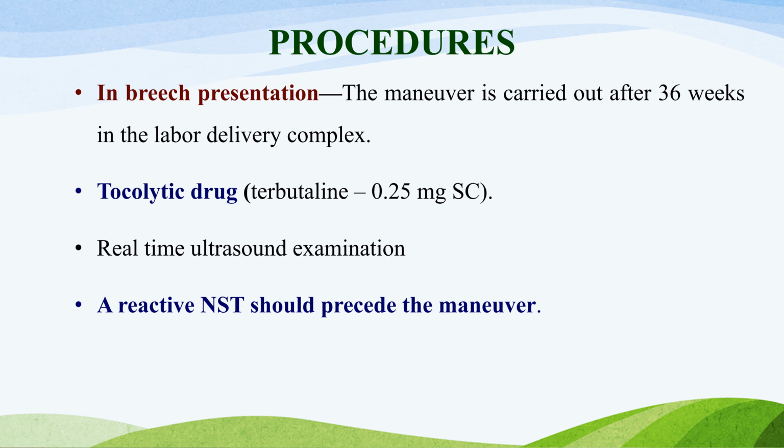And tocolytic drugs should be used, that is terbutaline 0.25 mg subcutaneous, to inhibit the contraction of the myometrium, a smooth muscle cell, and to relax the uterus so that perforation or rupture of the uterus can be avoided during the procedure. In general, the success rate of external cephalic version is 60%, and the use of tocolytic drugs increases the success rate of external cephalic version.